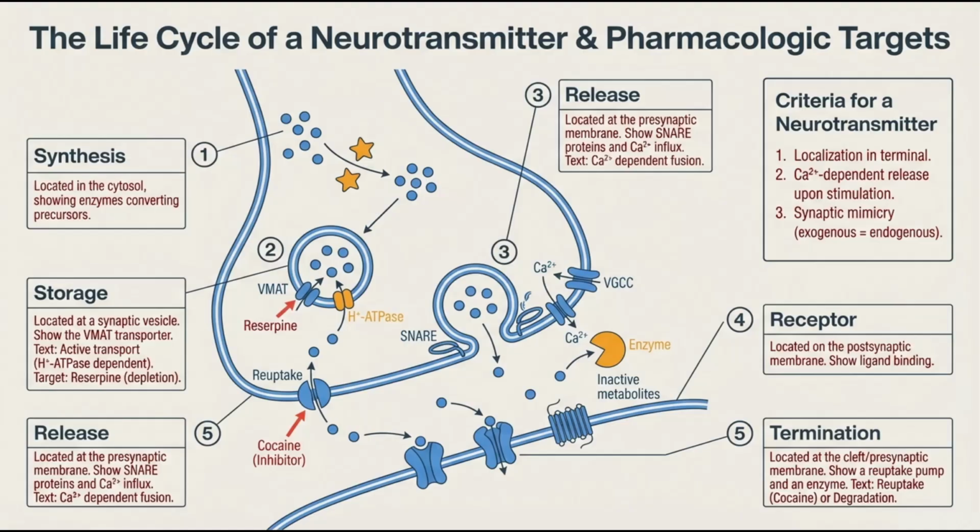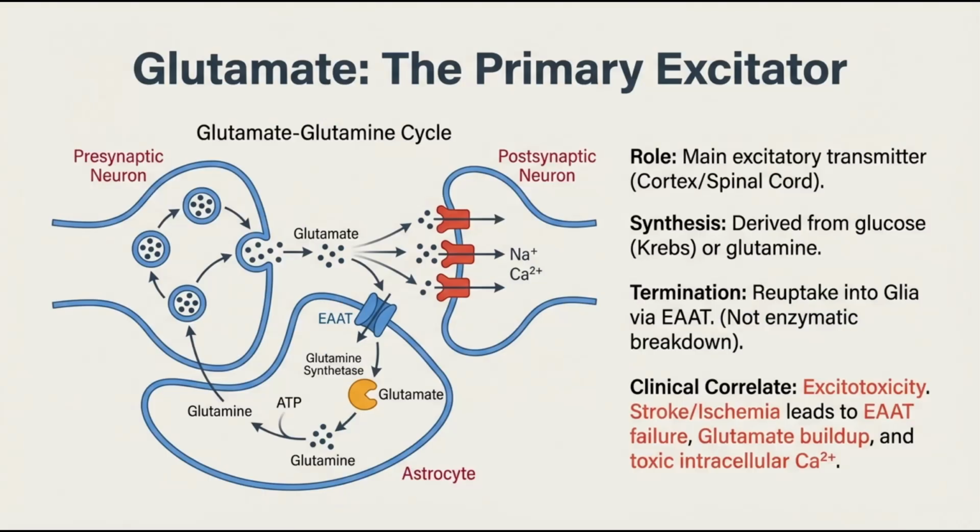Okay, so that's our general framework, the 5 targets. Now let's get into the specifics. Section 2 covers the hierarchical neurotransmitters, the amino acids. We are moving to slide 4. Right. Slide 4 introduces us to glutamate, the primary excitator. If the brain is a hierarchical machine, glutamate is the electricity flowing through the wires. It's the main go signal in the cortex and spinal cord.